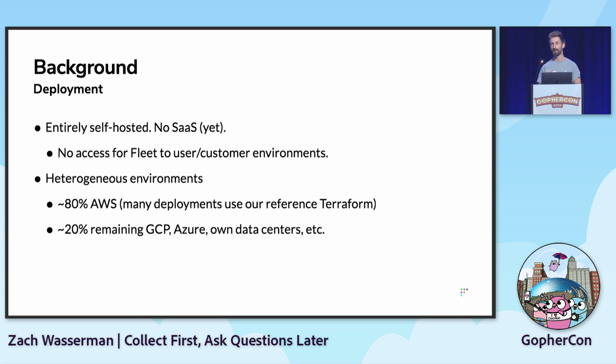The environments that we deal with are also fairly heterogeneous. It's probably about 80% AWS. A lot of those deployments use some reference Terraform that we provide, and we try to, as much as possible, encourage people to keep things consistent. But we just don't have that control. The other 20% is probably GCP, Azure, or in actual physical data centers.